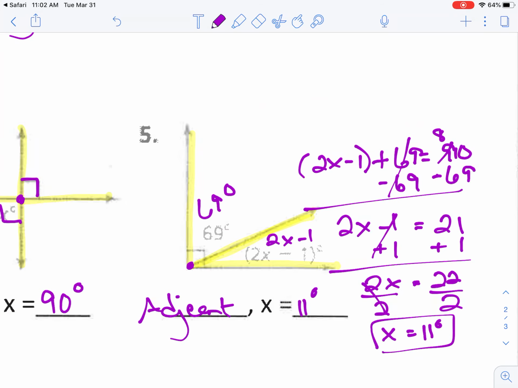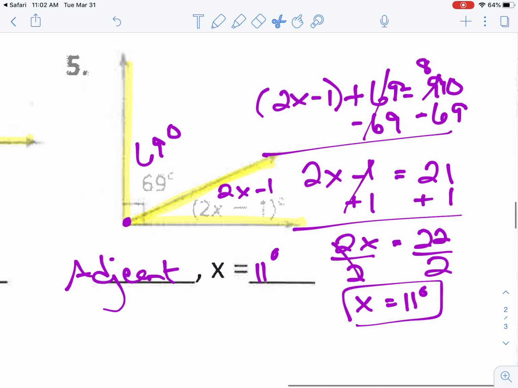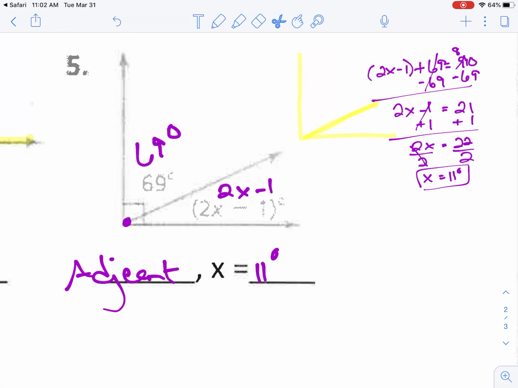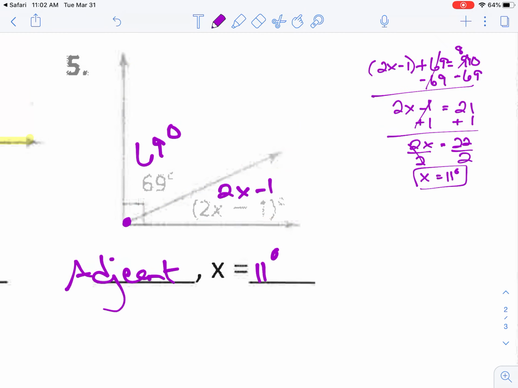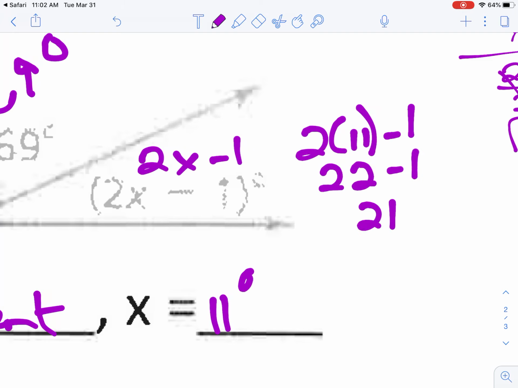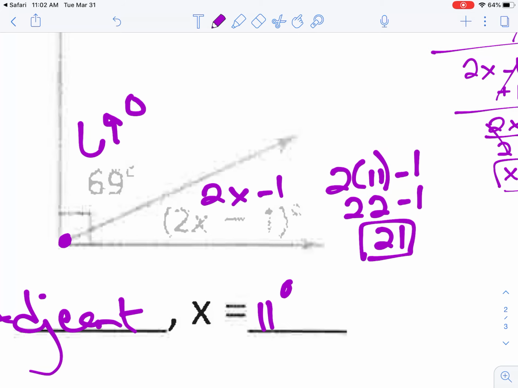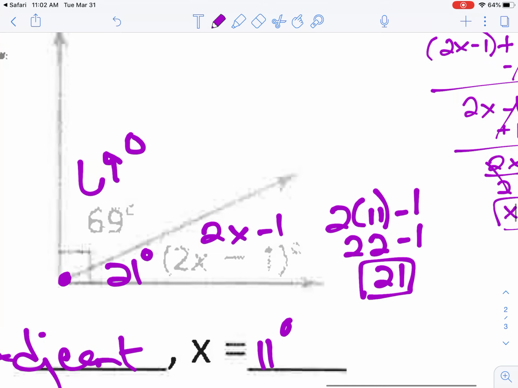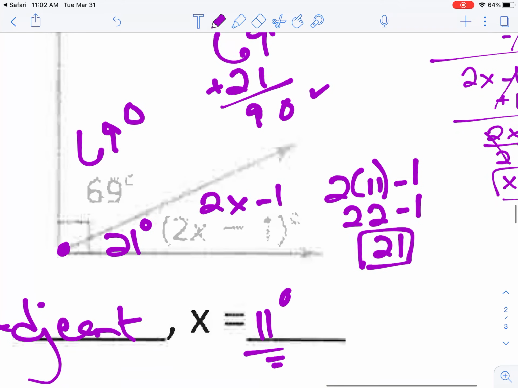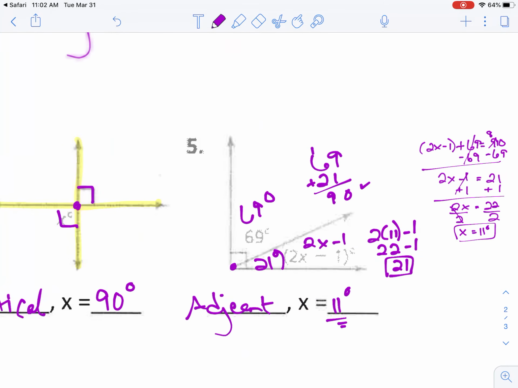Okay, so x is 11 degrees. I would not settle for that. I would make sure. Okay, so let me cut this. Scooch it out of here a little bit. Let's throw in 11 for x. 2 times 11 minus 1 is 22 minus 1 is 21. So this angle is 21 degrees, and this angle is 69 degrees. 69 plus 21, 6, 7, 8, 9. Check. It works. It makes sense. So x is 11. The angle is 21.